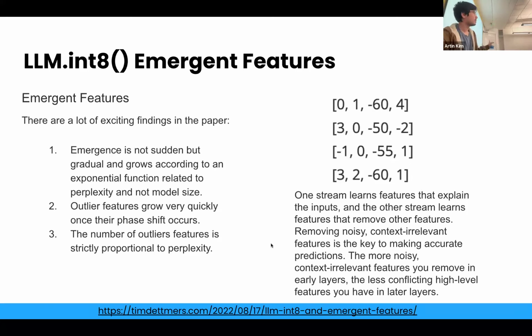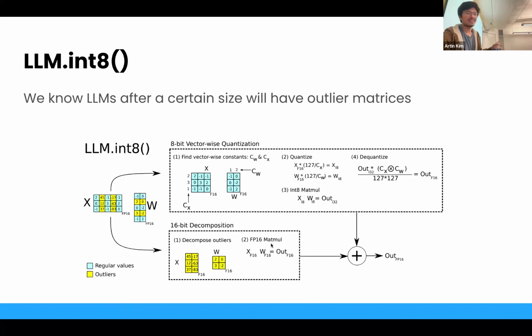Questions? Okay, this is the math. If you look at it, these are really large magnitudes, so you want to take those out and do a higher-bit compression or decomposition on them. Then for the ones that are lower magnitude, you can do a smaller compression, like 8-bit quantization.